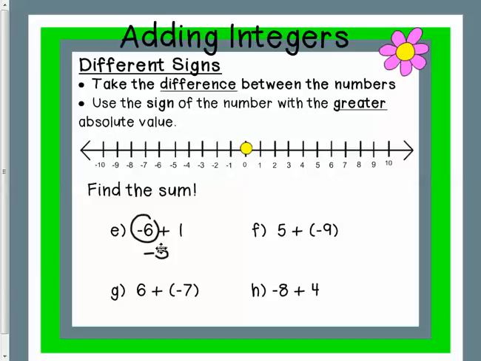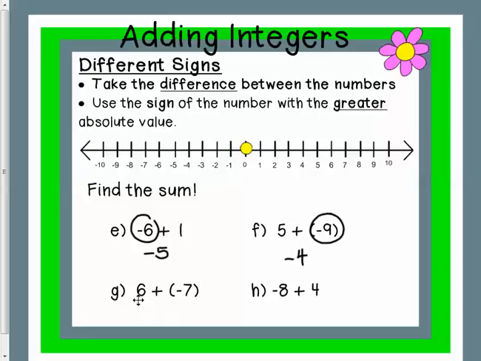Real world connection. If I were in debt $6, or 6 Petruska bucks, and I made a Petruska buck, I now only owe 5 Petruska bucks. Okay, over here, 5 plus negative 9. 9, take away 5 is 4, and this has the greater absolute value, so it's a negative 4. All right, your turn to try. Try G and H for me, and I'll be back in just a second to show you what I did.